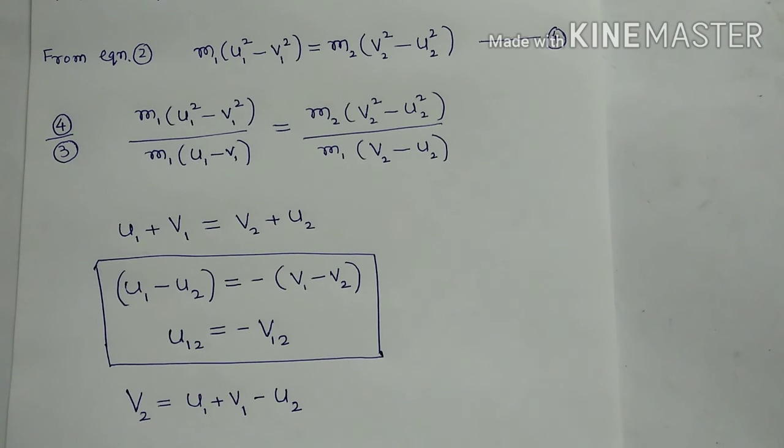Okay. Now, what is the advantage of this equation? So, here I am writing like this: V2 equal to U1 plus V1 minus U2. We can substitute this V2 in equation 1. So, you will get V1. Suppose you know M1, M2, U1, U2, you can find out what V1 is. That part we will discuss in the next video. I hope you understood.